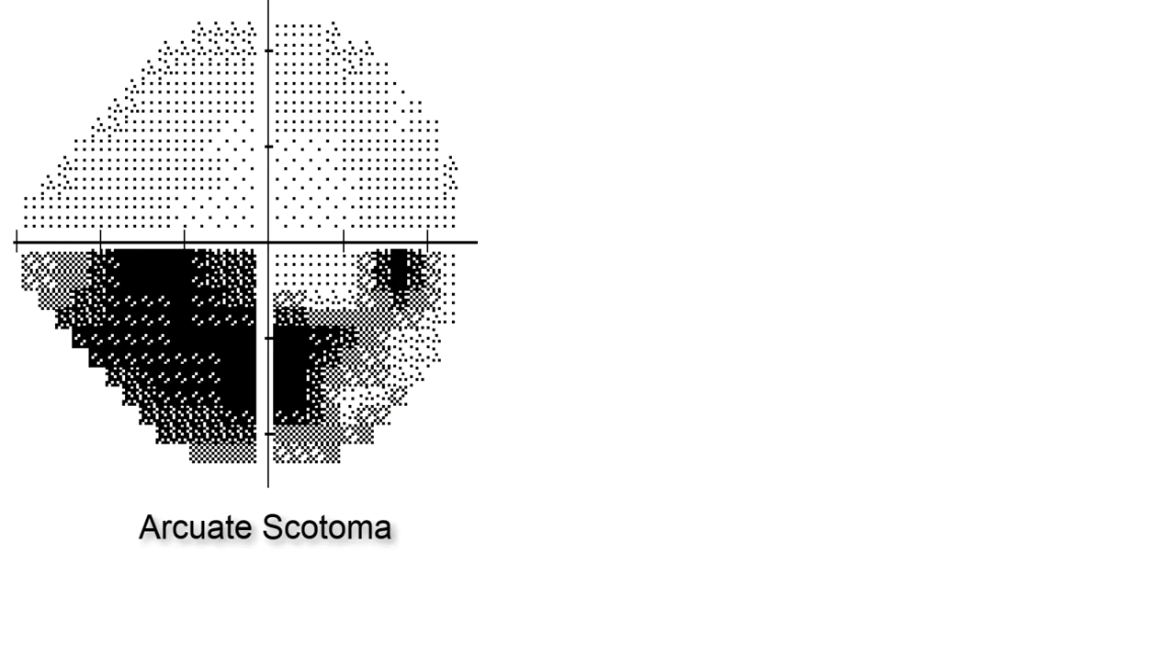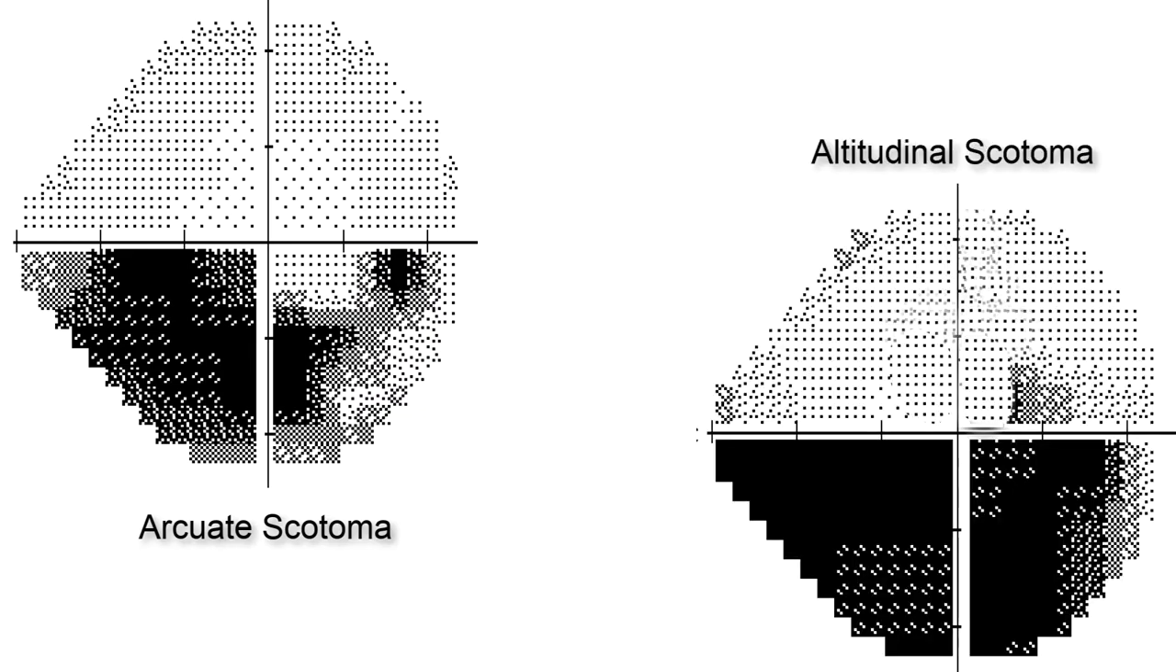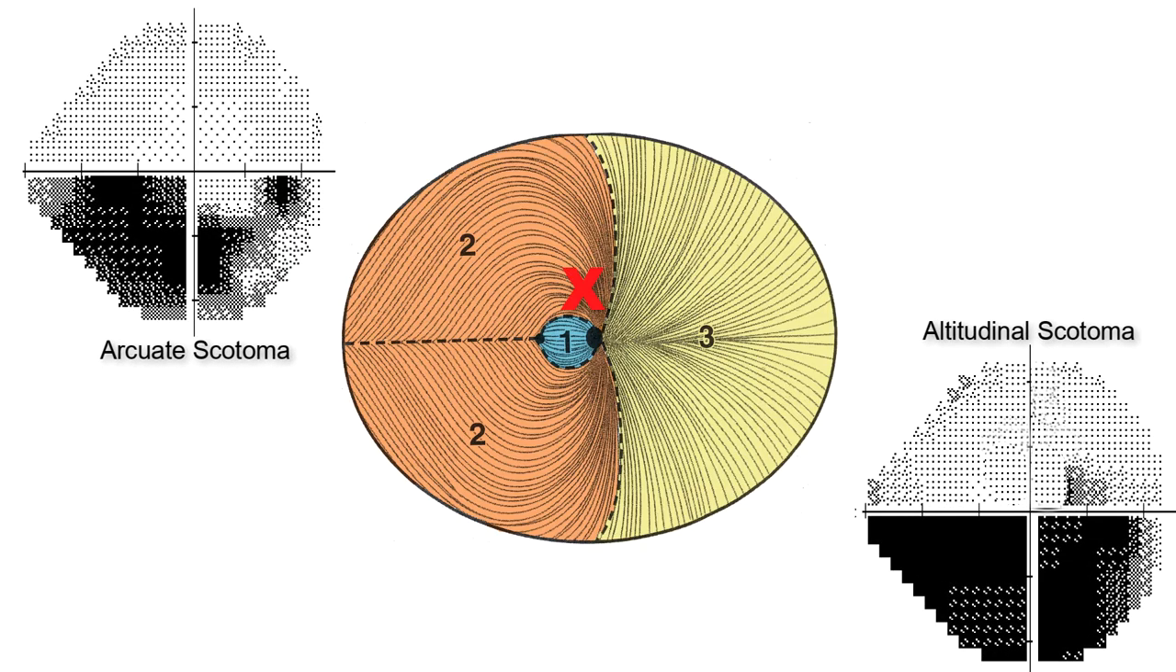This is an arcuate and an altitudinal scotoma. It indicates damage to the bundles that originate in the temporal retina that arch over and under the maculopapillary bundles to enter the superior and inferior poles of the optic disc. These defects occur especially in ischemic optic neuropathy, but also in inflammatory, compressive, and glaucomatous optic neuropathies.